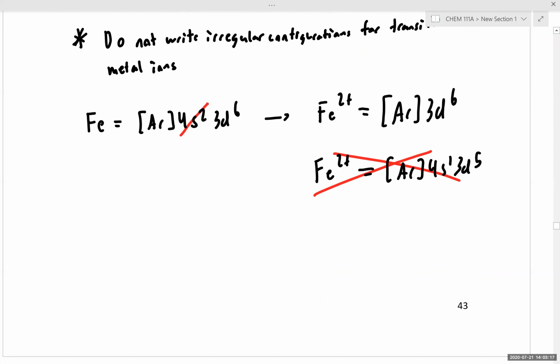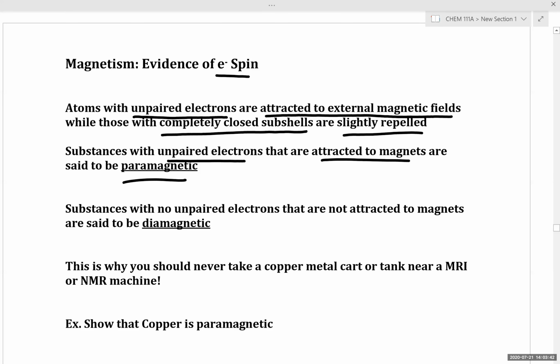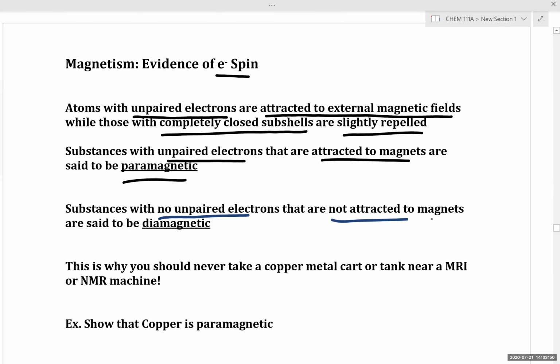Okay, continuing on, let's talk a little bit about magnetism. Magnetism is evidence of electron spin. Atoms with unpaired electrons are attracted to external magnetic fields, and those with completely closed or full subshells are repelled. Substances with unpaired electrons that are attracted to magnets are known as paramagnetic, while substances with no unpaired electrons that are not attracted to magnets are said to be diamagnetic.